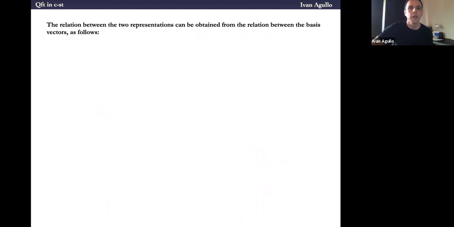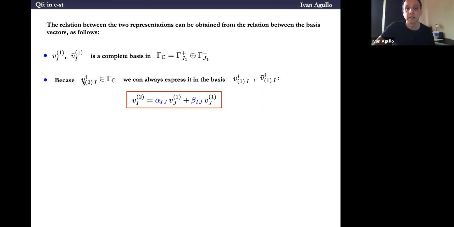So the relation between the two representations can be obtained mathematically from the relation between the basis vectors. That is the fastest way to relate both. So my basis, V, and the conjugate, they form a complete basis of the complex phase space: V from gamma plus and the conjugate of gamma minus. But Florian's basis vectors are also elements of the complex phase space, so I can always write them in my basis. So there must exist coefficients, which I call alpha ij and beta ij, such that this equation is true. These are just complex numbers.